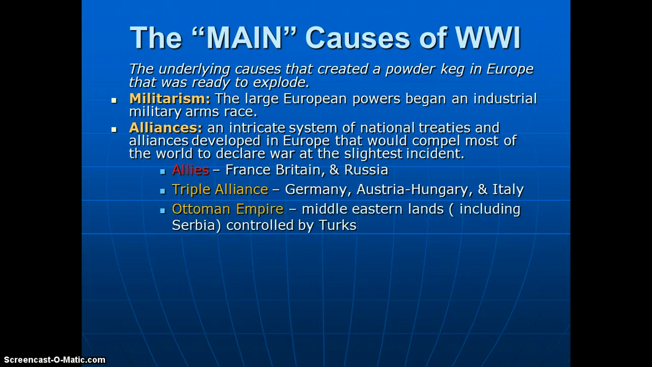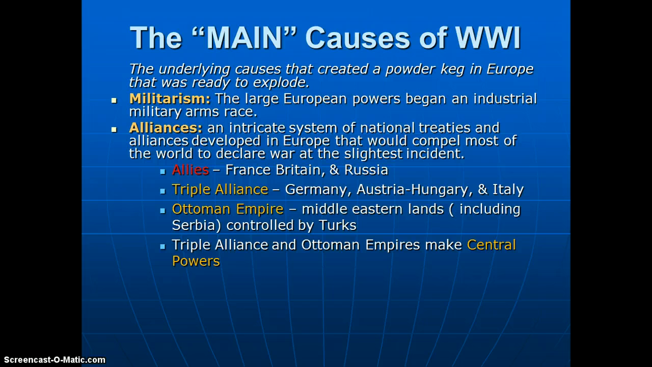We also had the Ottoman Empire, which included a lot of the Middle Eastern areas, and also Serbia and Bulgaria, and actually the Ottoman Empire itself. The Triple Alliance and the Ottoman Empire came together and molded themselves into what we will call the Central Powers in World War I.